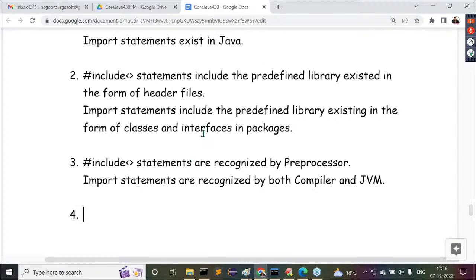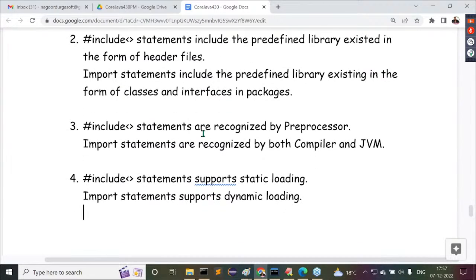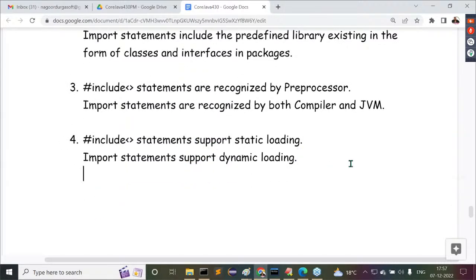Fourth one here, observe carefully. Which one is supporting static loading and which one is supporting dynamic loading? Hash include and import statements I'm talking about. Hash include statements are supporting static loading. Am I right or not? Hash include statements support static loading, whereas import statements support dynamic loading. Am I right or not?